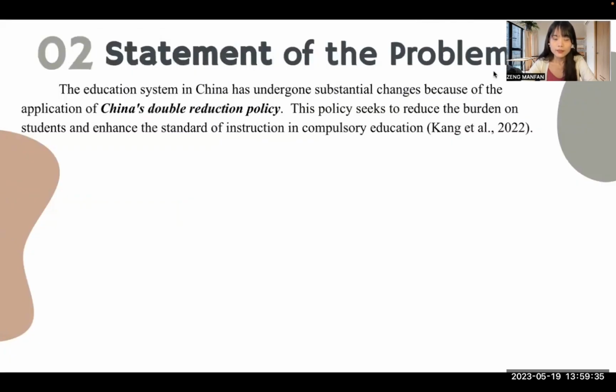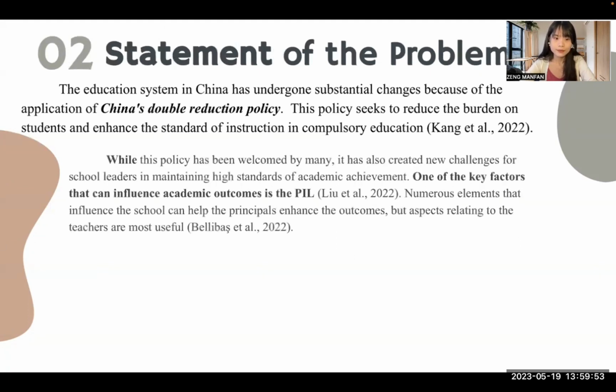The education system in China has undergone substantial changes because of the application of China's double reduction policy. This policy seeks to reduce the burden on students and enhance the standard of instruction in compulsory education. While this policy has been welcomed by many, it has also created new challenges for school leaders in maintaining high standards of academic achievement.